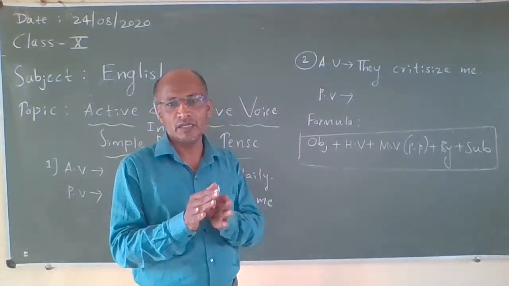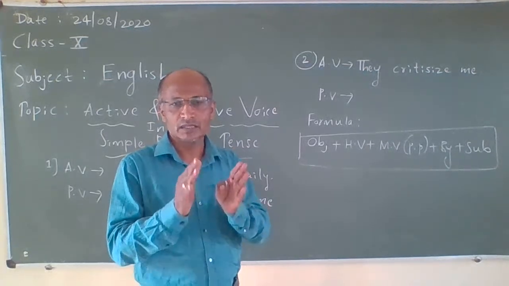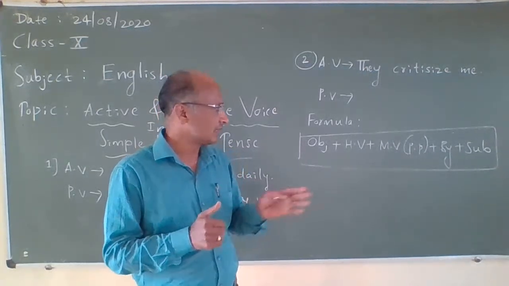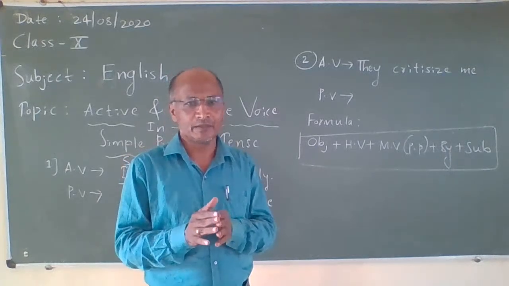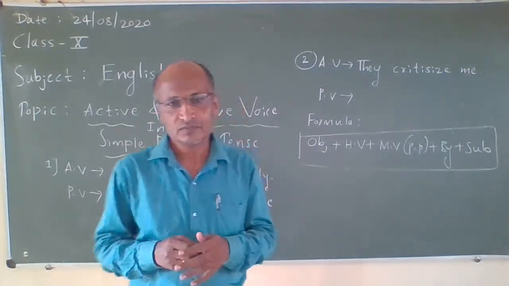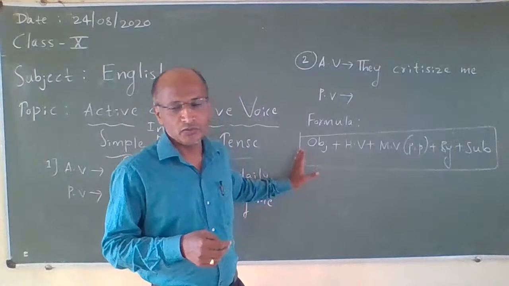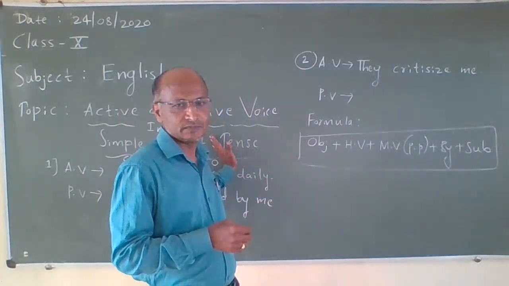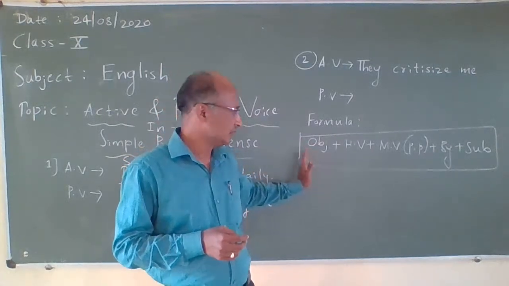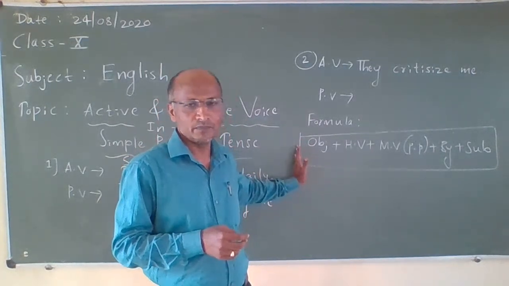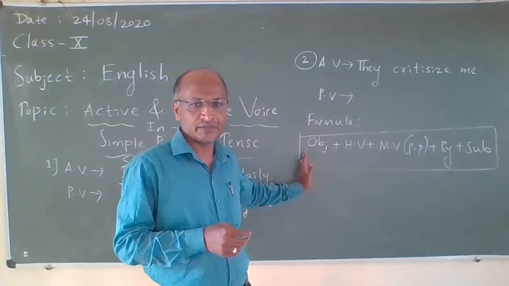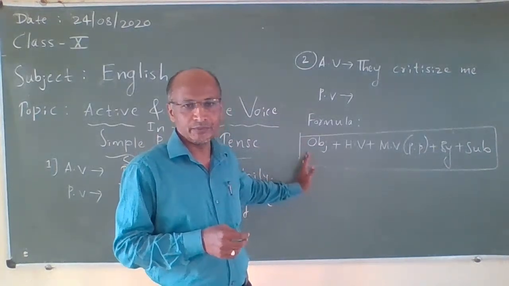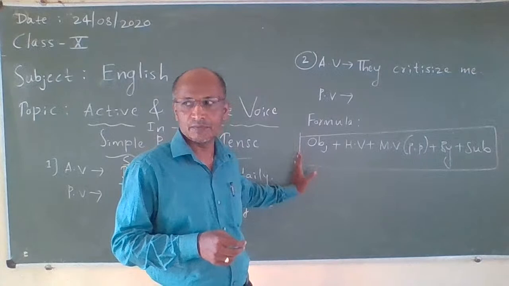The main verb should be in past participle, I mean, third form of the verb. After that, by, preposition. After that, subject. To change from active to passive, we should follow this formula related to this tense. Okay, this is one formula related to passive voice. While changing active to passive in simple present, we should follow this formula.